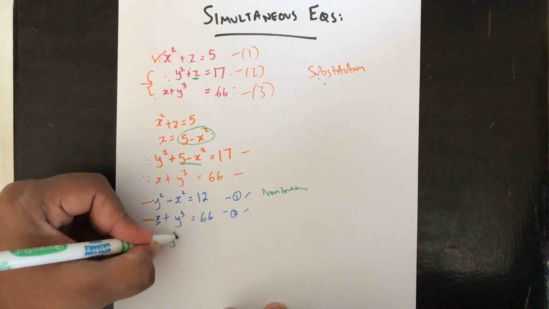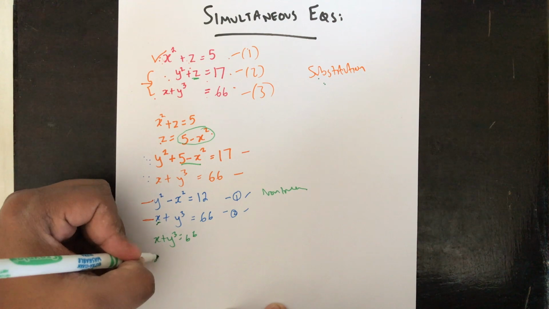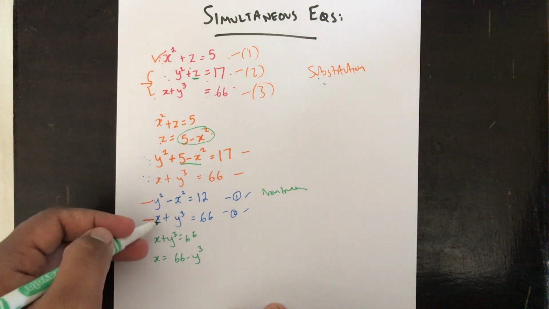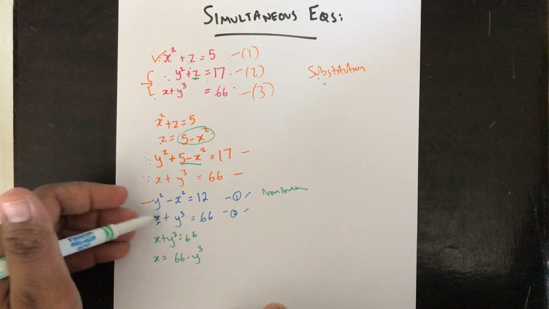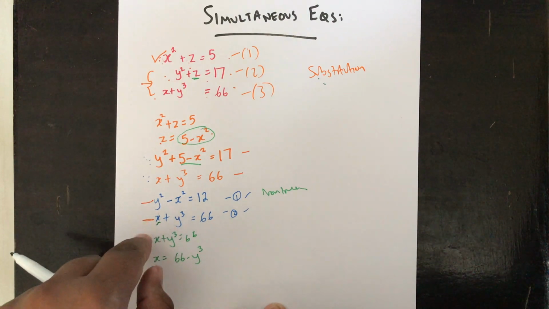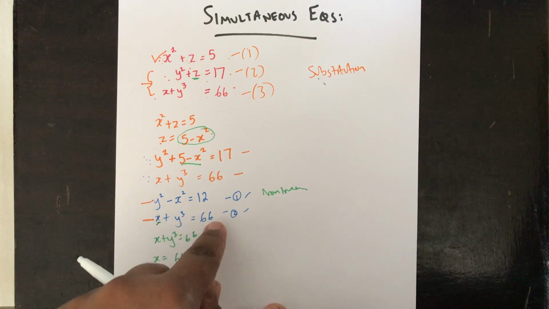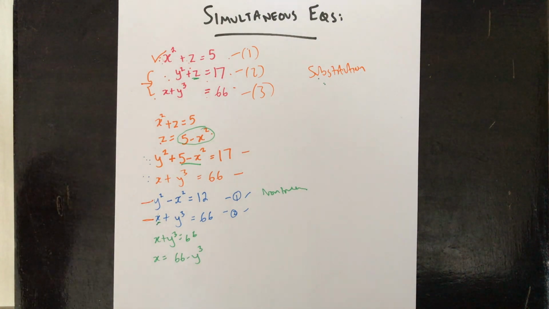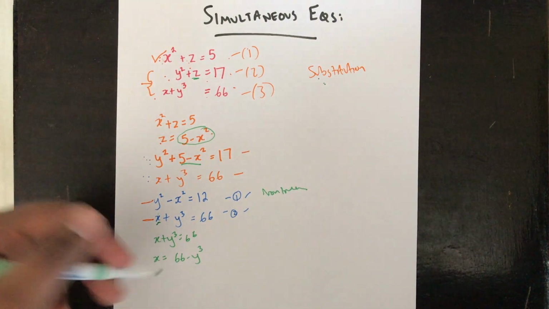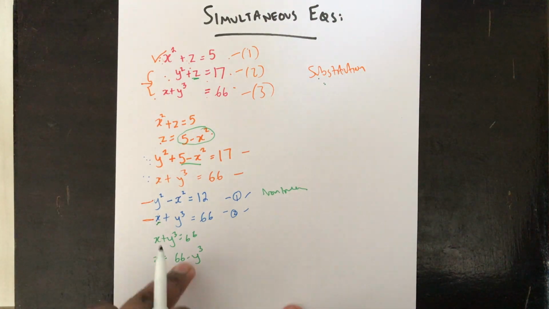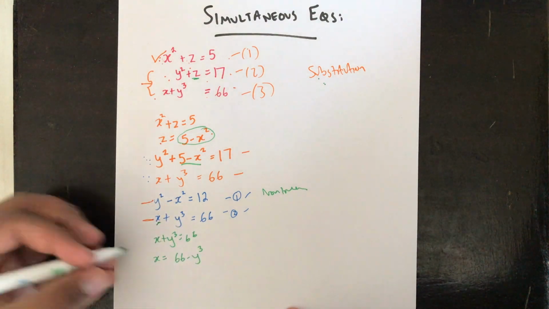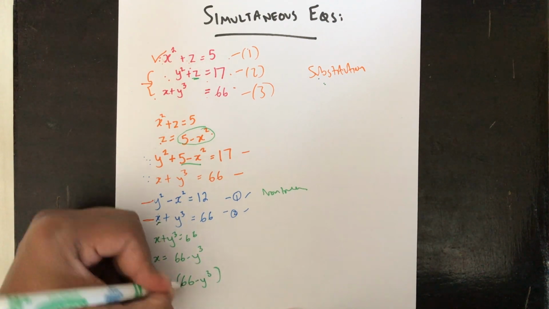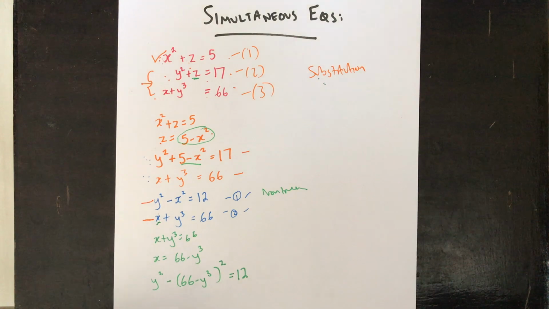If I have x plus y cubed is equal to 66, my x would be equal to 66 minus y cubed. Suppose this was x to the power 5, I would still have to make one variable the subject, say x to the power 5, and solve from there. But it gets a bit technical because you'll need to take a lot of square roots and do a lot of factorizations. Anyways, back to the question. We have x is equal to 66 minus y cubed, and we have x in this equation 1 also, so I'm going to be substituting. So I have y squared minus (66 minus y cubed) squared is equal to 12.